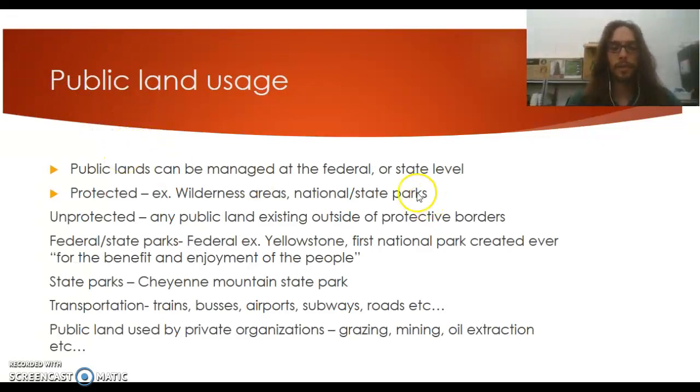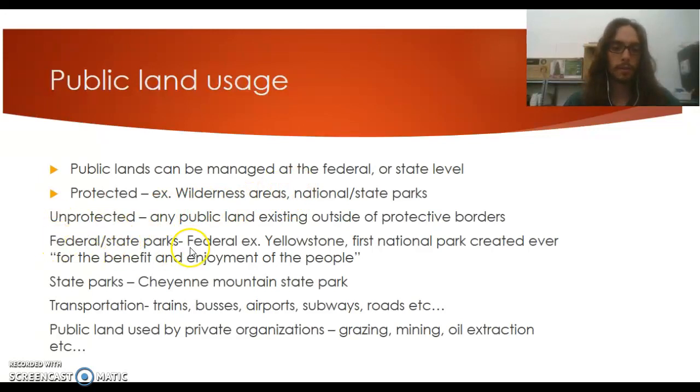So public lands can be managed at the federal or the state level. We've got two different distinguishers, protected and unprotected. Protected are what we talked about previously, like wilderness areas, national and state parks. And unprotected are any public land existing outside of the protective borders, so like outside of wilderness areas or national or state parks.